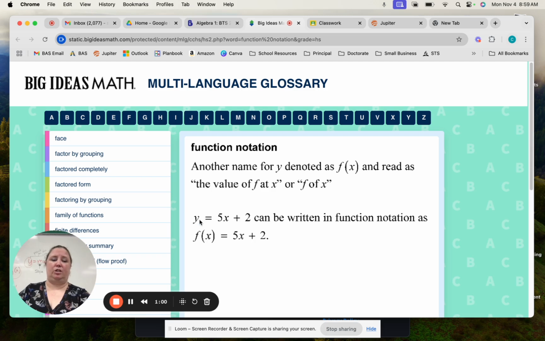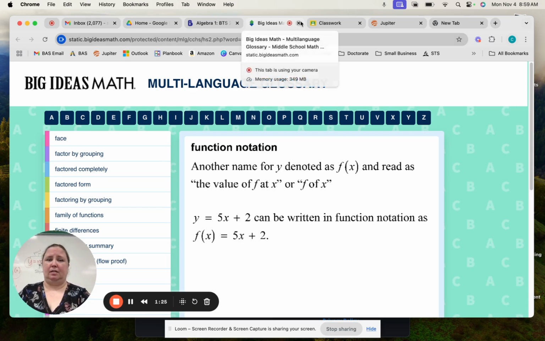You have a normal equation, y equals 5x plus 2. Function notation is just the function of x, f of x, is 5x plus 2. Think of this as another label. Don't think of it as something you have to solve, the f of x. It's a label like y. Y is a label, correct? So there's nothing to solve there. You're solving everything over on the right. Okay?